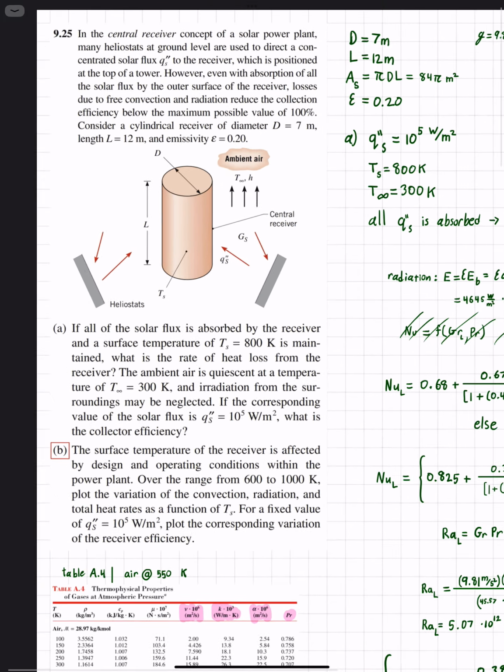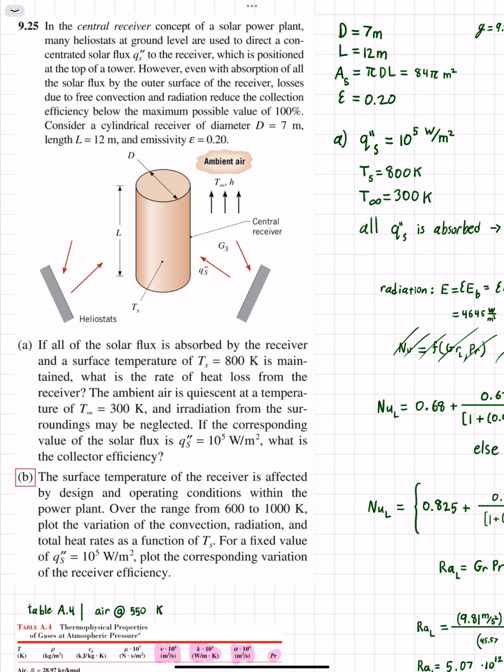Many heliostats are at ground level and are used to direct a concentrated solar flux to the receiver, which is positioned at the top of a tower. However, even with absorption of all the solar flux by the outer surface of the receiver, losses due to free convection and radiation reduce the collective efficiency below the maximum possible value of 100%. So we're considering a cylindrical receiver of diameter 7 meters, length 12 meters, and emissivity of 0.2.